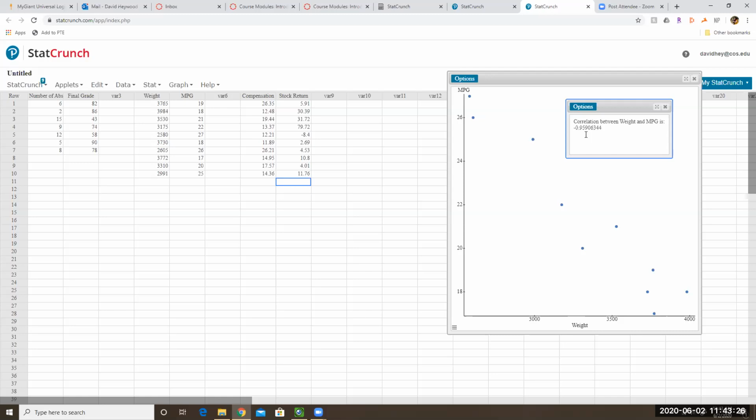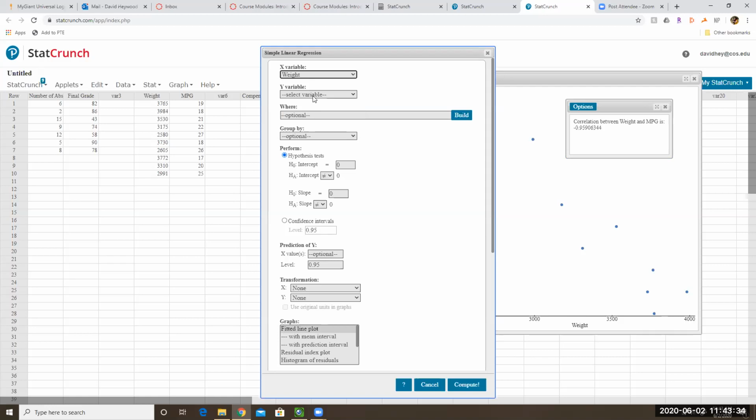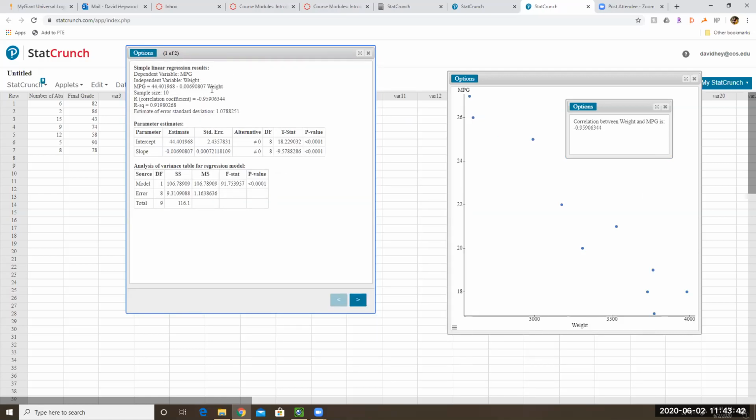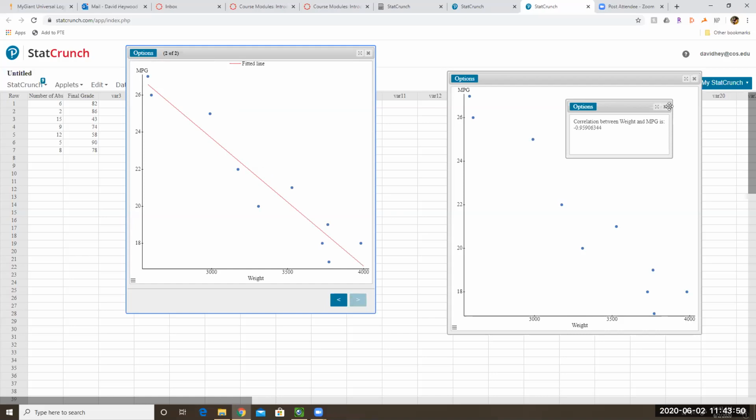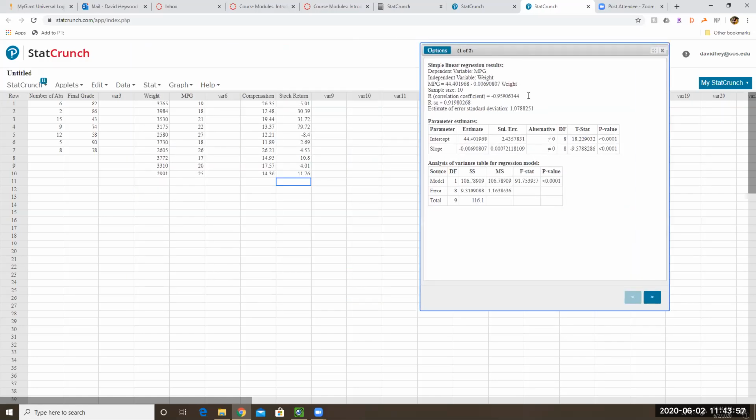And then if we want the least squares regression equation, then we can go to Stat, Regression, Simple Linear, and then we can compare weight and miles per gallon. And this one gives us not only the least squares regression equation, but it also gives us the correlation coefficient that we already got, as well as a scatter plot. So really, you don't even need to do these first two things because they're all done when you find the least squares regression equation. Okay, but let's write some stuff down, right?